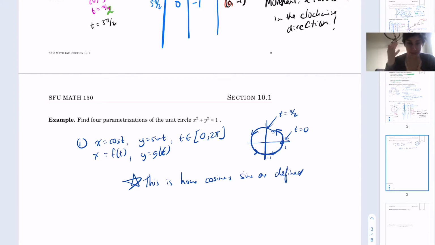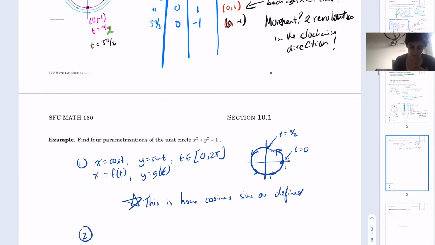It may seem a little bit like things are dropping out of the air, like, ta-da, it works, and I can see that. But this is how our cosine and sine functions are defined. We're going to leverage this into other ways of looking at parametric equations, other parameterizations of other curves.